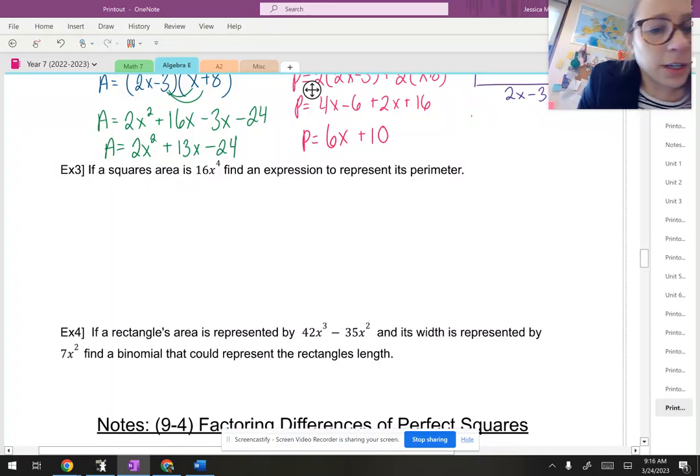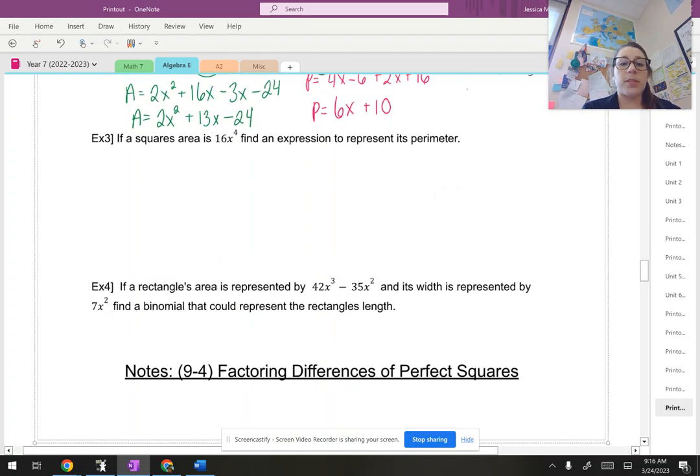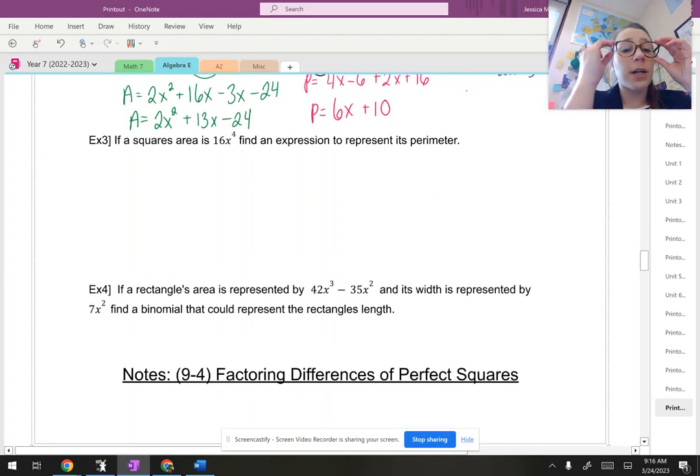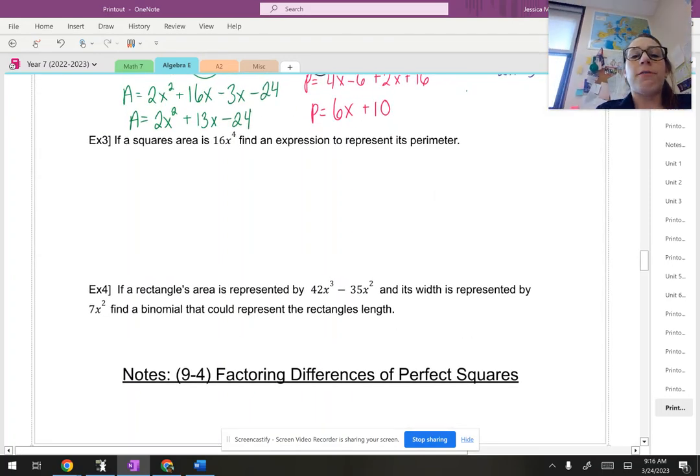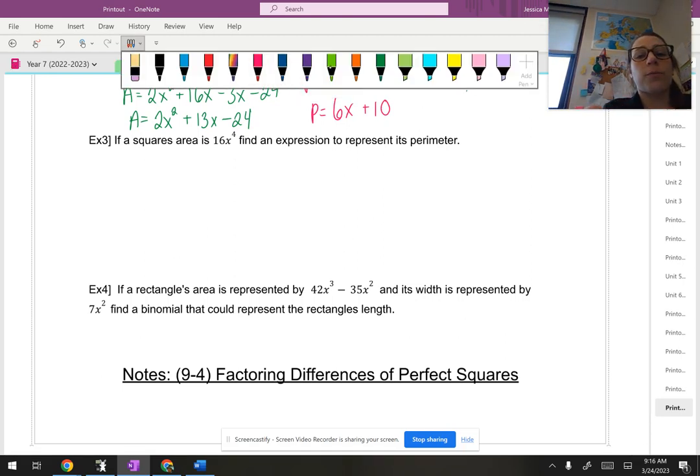Okay, example 3 here. My thing didn't complete. Anyways, example 3. If a square's area is 16x to the fourth, find an expression to represent its perimeter. So this one takes a little bit of thought.